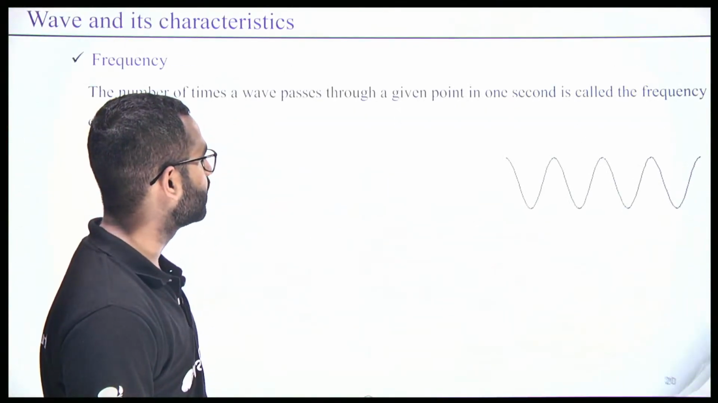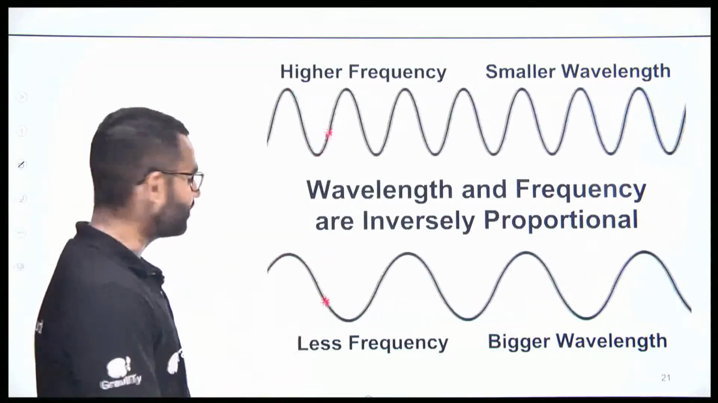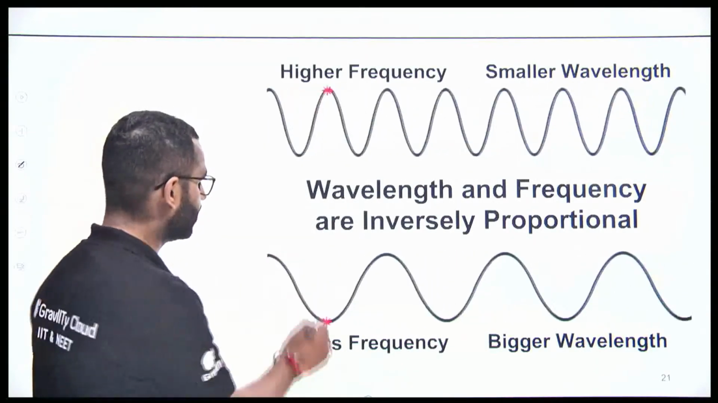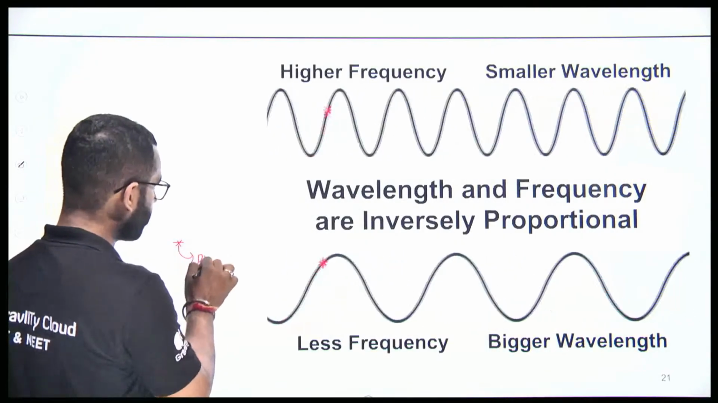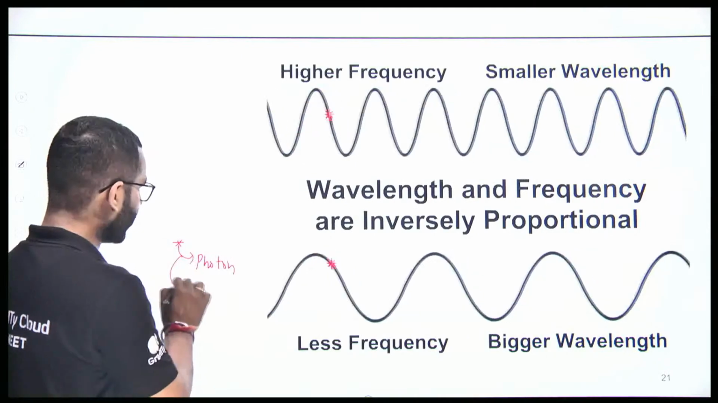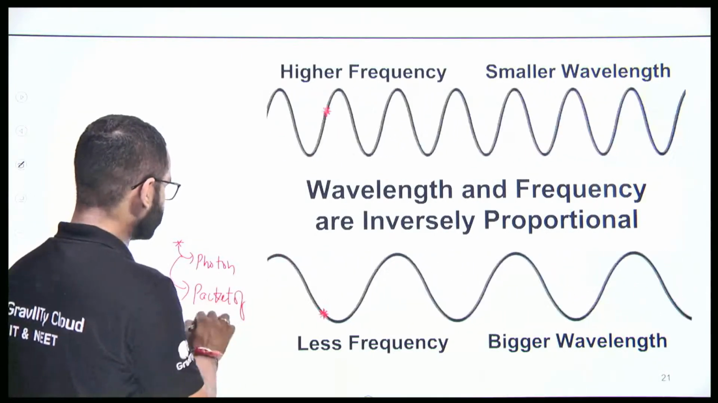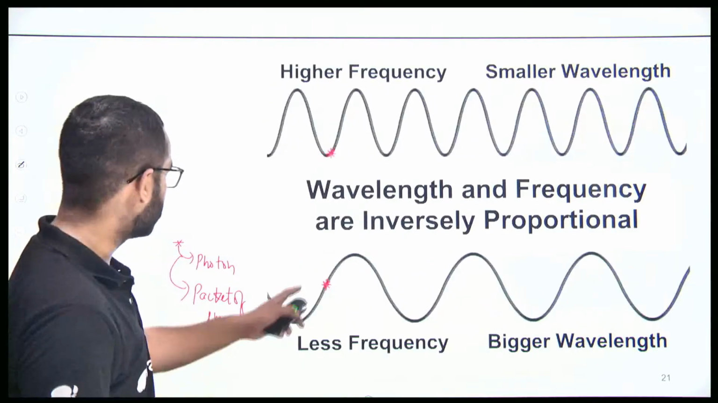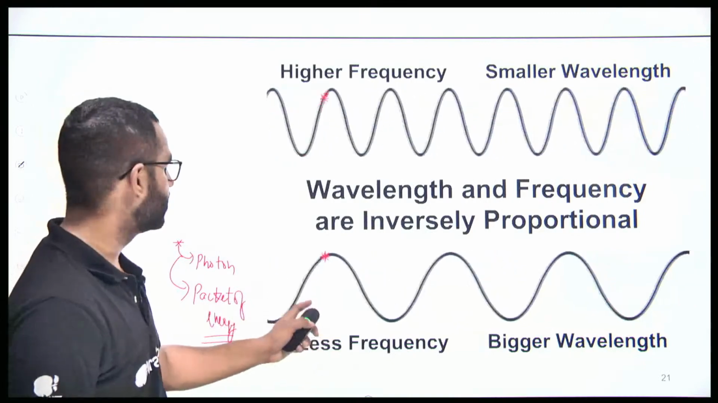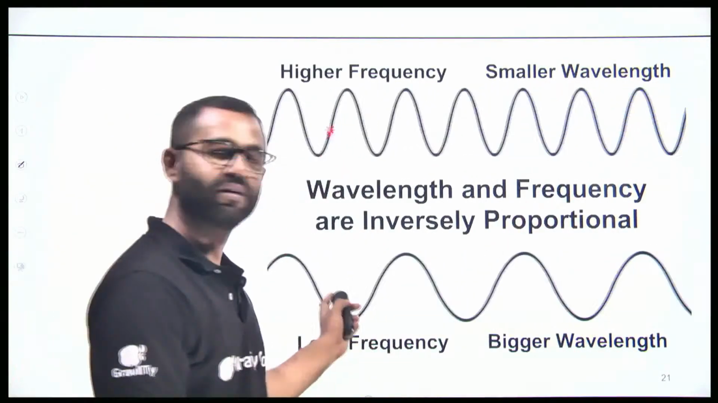Let me give you an example. Look here. Just think that this is an energy particle. This red dot is a photon, which is a packet of energy. It travels on the wave. The wave is moving like this, it is also moving like this.